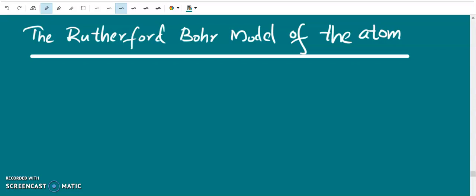So in this module, we discuss the experiments that led to the Rutherford Bohr model, which is also called the Bohr model. This model is based on the planetary structure in which the electrons orbit around the nucleus, like planets around the sun. Even though this model is not 100% correct, it helps us to understand many atomic properties, especially the excited states of the simplest atom, which is the hydrogen atom.